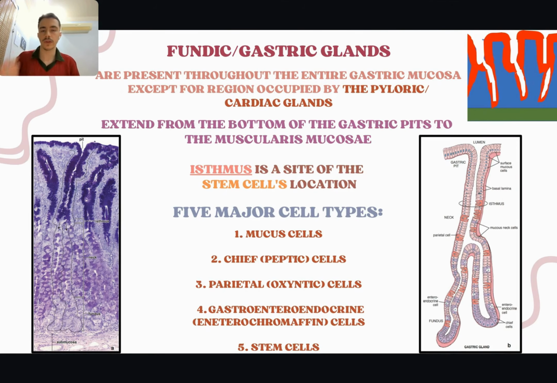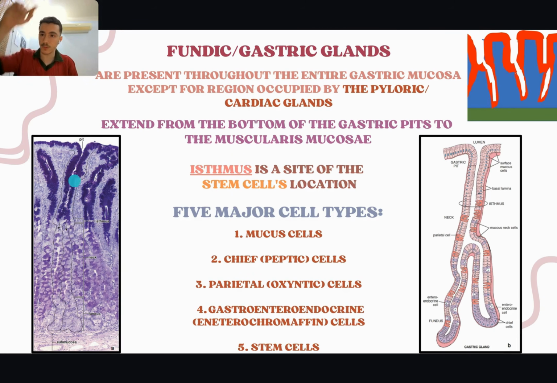Fundic or gastric glands. We talked about them. They are present through all the gastric mucosa except the region where you can find the pyloric. So in a region you have either pyloric glands or the cardiac glands, or you can find gastric. So you cannot find both of them in the same place. It extends from the bottom of the gastric pits to the muscularis mucosa. So the green one is the muscularis mucosa, and this is the pits. So it extends all the way.